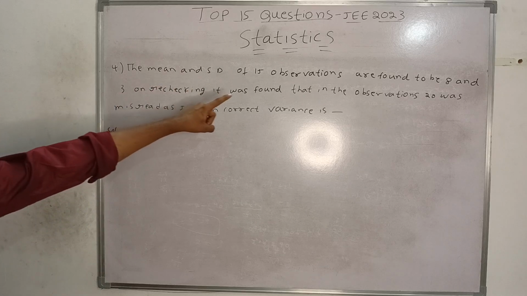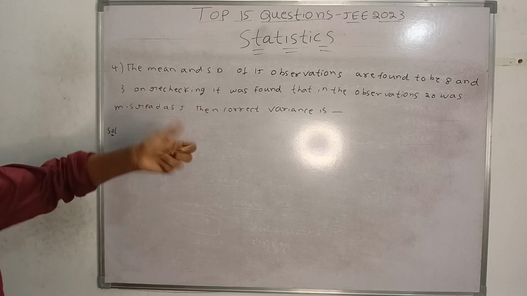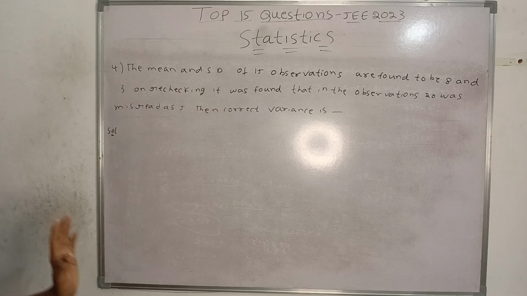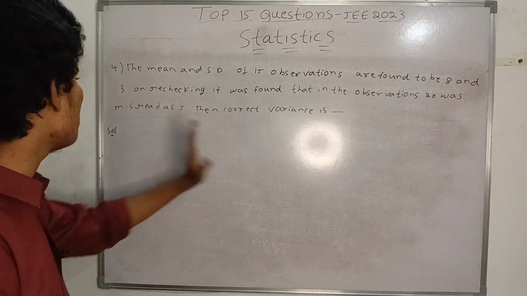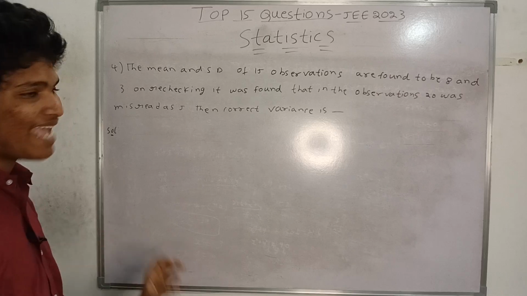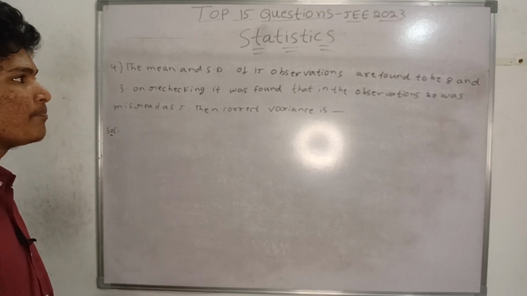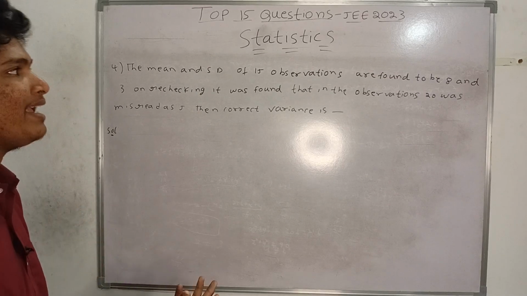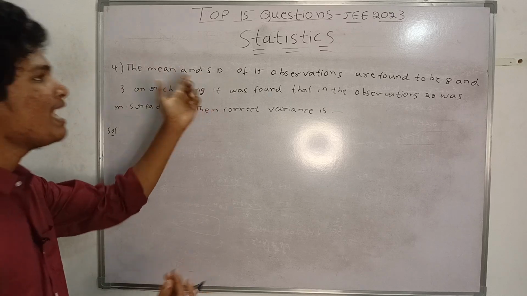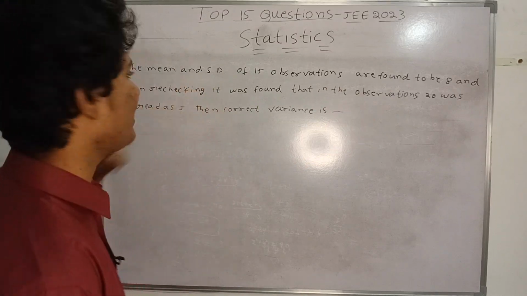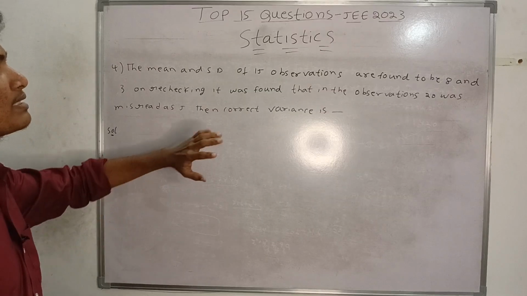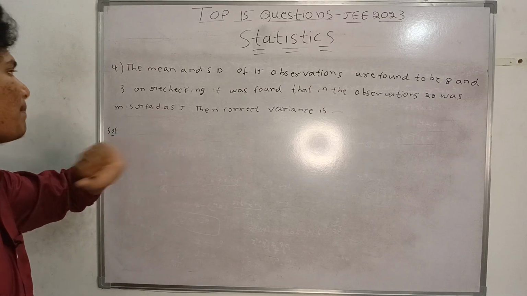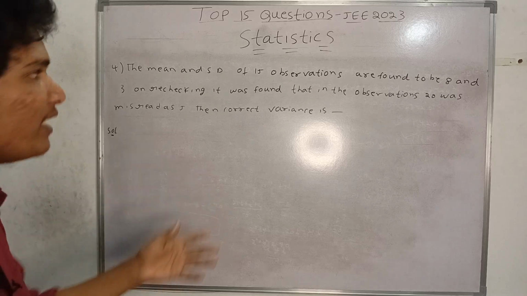The mean and standard deviation of 15 observations were given as 8 and 3, but here there is a mistake. On rechecking, it was found that in the observations 20 was misread as 5, meaning the actual observation was 20, but it was read as 5 and the mean and standard deviation were calculated as 8 and 3. So we have to subtract 5 and add 20 here.